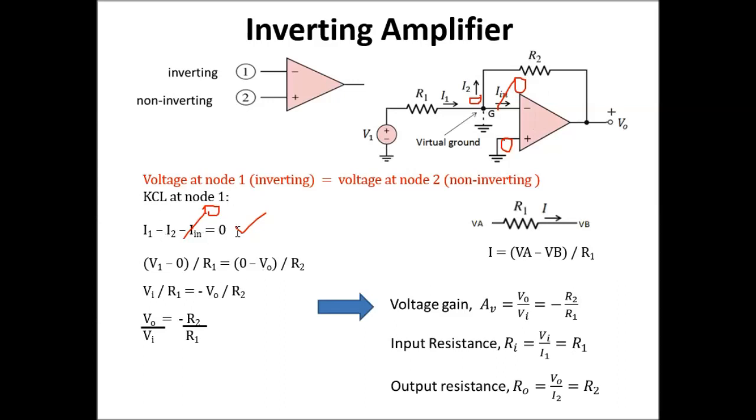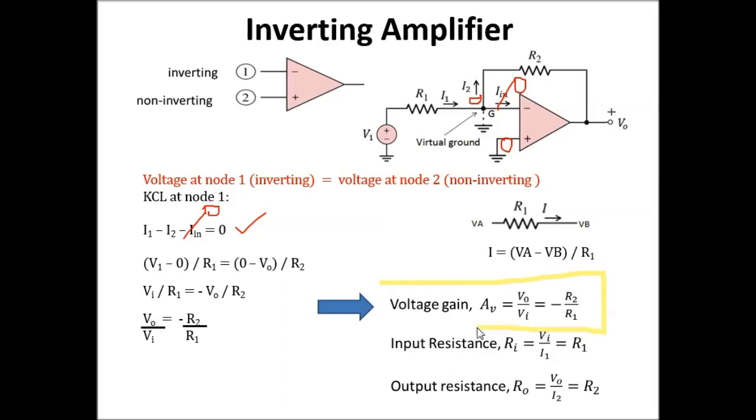So I already bring I2 over here. That's why the negative sign is gone, because I bring it over here, and I'm left with this equation. Because I want to calculate the gain V out over V in, I bring V in over, and I am left with V out over V in equivalent to minus R2 over R1. So you have this equation for the voltage gain for your inverting amplifier.